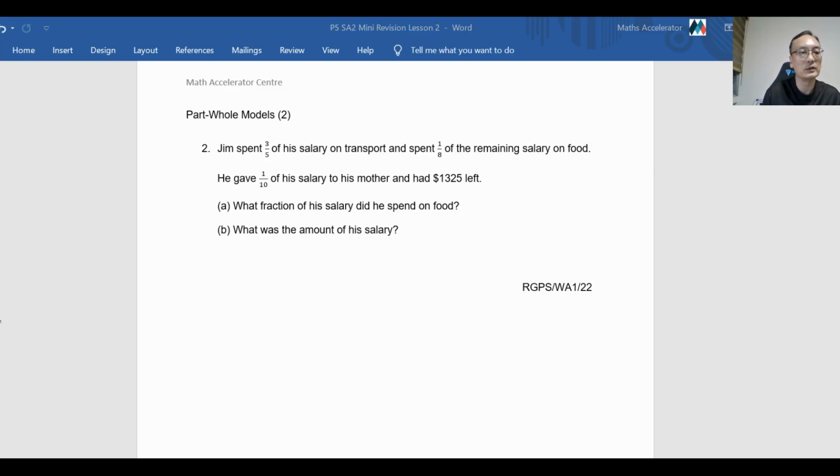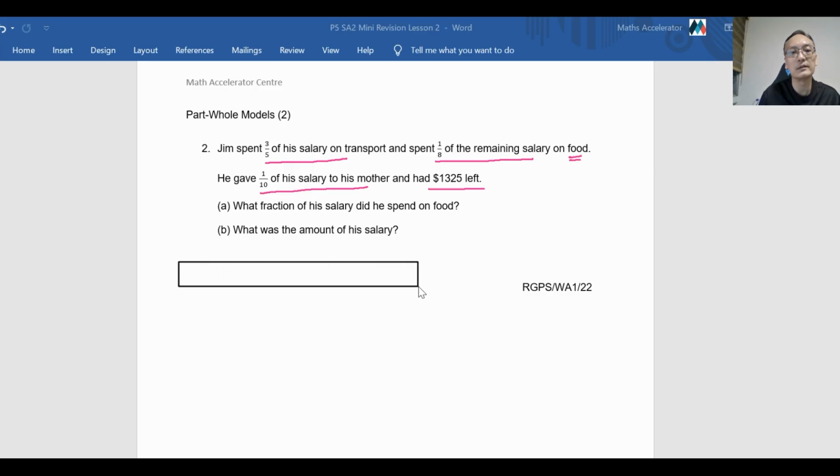Okay, after reading the question, remember we have to highlight the keywords. He spent 3/5 of his money on transport and 1/8 of the remaining on food. He gave 1/10 of his salary to his mother and had $1,325 left. So what fraction of the salary was spent on food? Okay, next we will draw a model to organize the information before we answer part A.